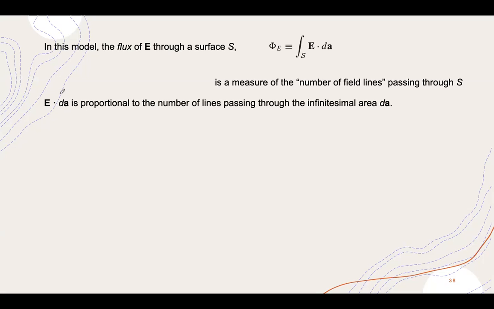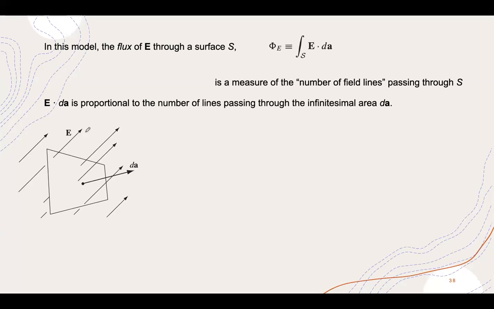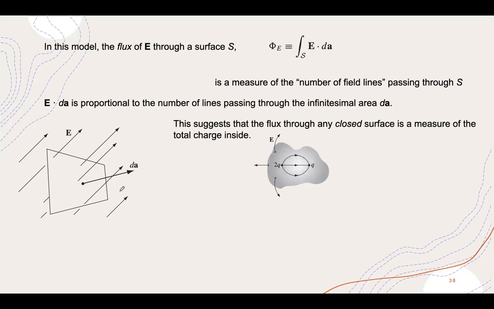You can see here that E dot dA is proportional to the number of lines passing through the infinitesimal area dA. This can be seen in this picture. dA is the normal direction to the surface we are talking about, and we calculate the electric field, which makes some angle with dA. Okay, so this is defined as flux, and this qualitative representation suggests that the flux through any closed surface is a measure of the total charge inside.